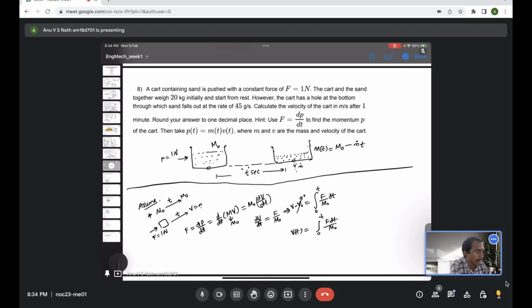In the current situation, F is 1 Newton, which is a constant force, and m0 is 20 kilogram. I told you to assume it to be a constant, so it is just 1 by 20 times the integral. They are constants, so we take them out of the integral, and then we are just integrating dt, which is just going to give t. So at any time the velocity will be t by 20. This is the solution if we assume the mass is not leaking and remains constant. So is that clear?